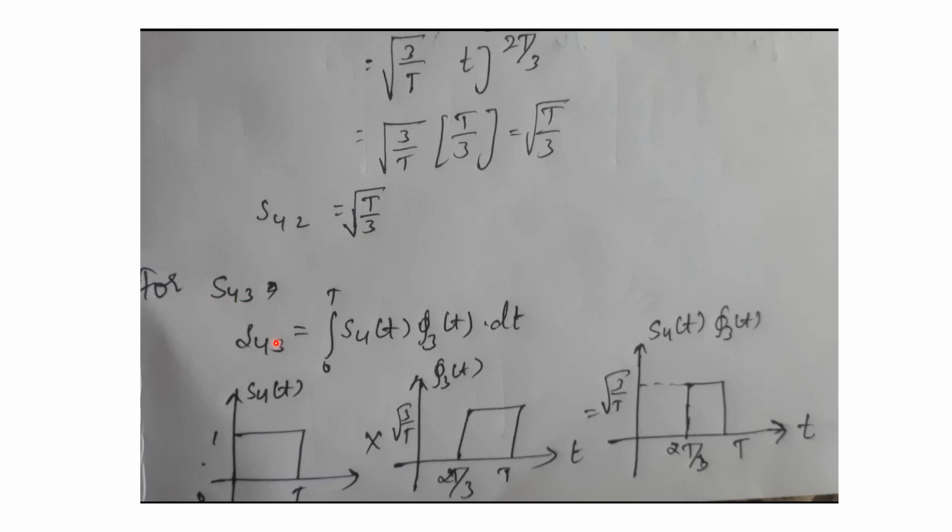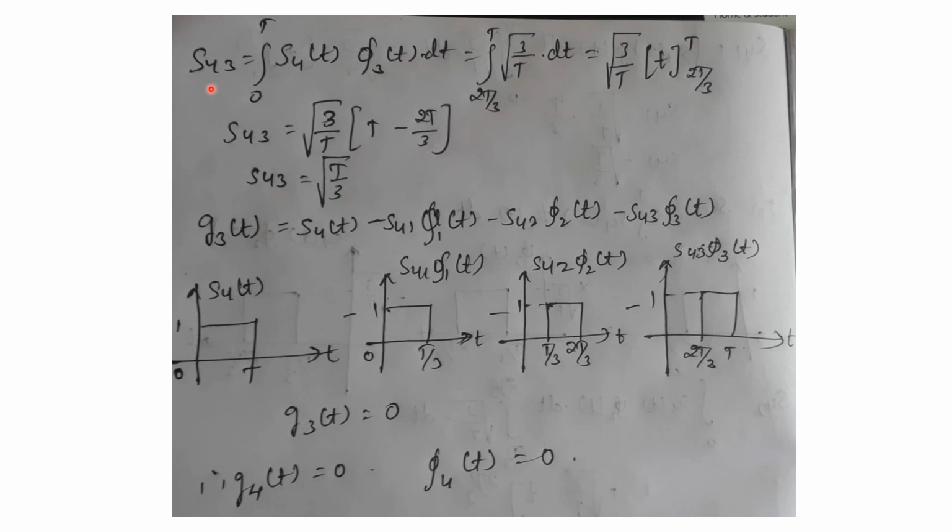For s43 we have the integration of 0 to T of s4 of t phi 3 of t dt, and the plots for the above simplification are given below. For finding s43 we have the integration of 0 to T of s4 of t into phi 3 of t dt, which is the integration of 2T by 3 to T of square root of 3 by T into dt. After simplification, we get s43 is equal to square root of T by 3.